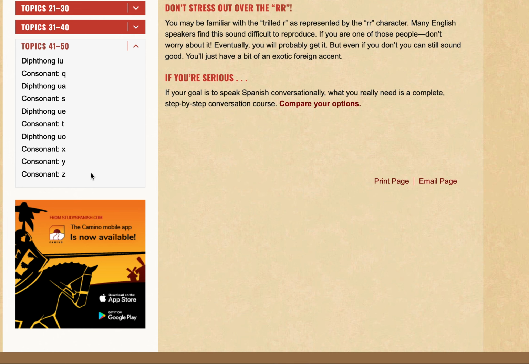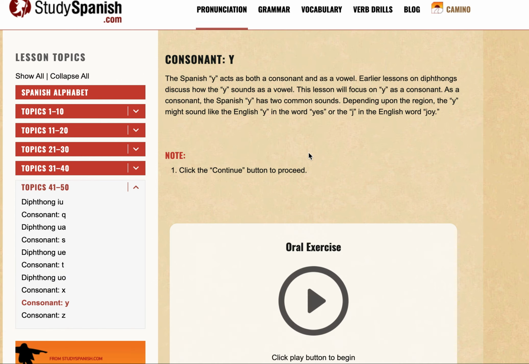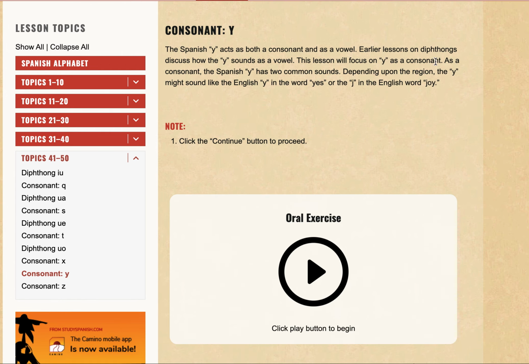Today we're going to talk about consonant Y. So Y acts both as a consonant and a vowel. Earlier lessons on diphthongs discuss how the Y sounds as a vowel. This lesson will focus on Y as a consonant. As a consonant, the Spanish Y has two common sounds.